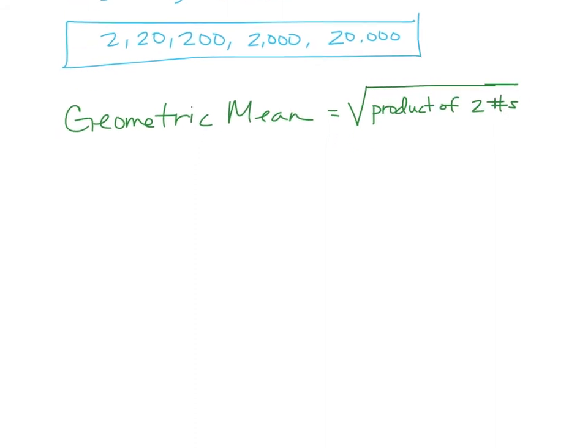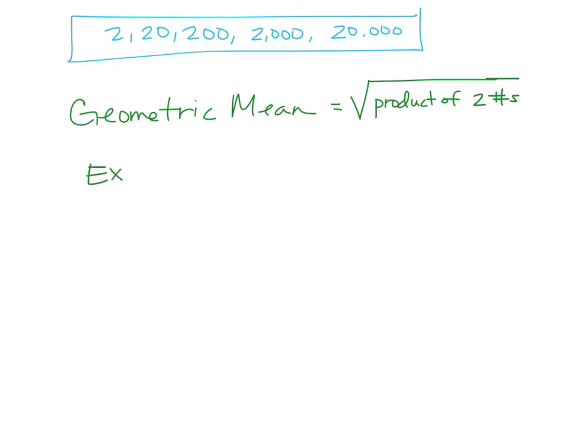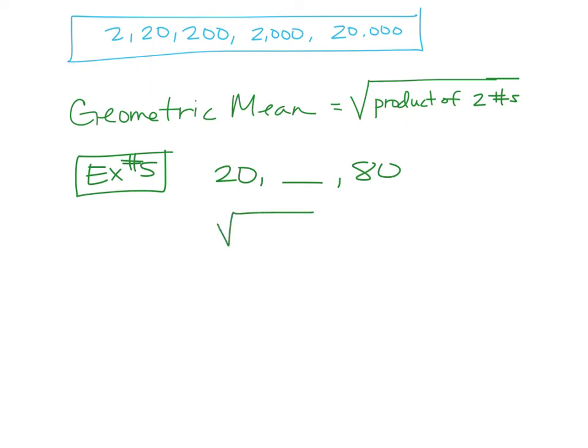Okay, so let's say I have this setup, example 5. If I tell you my sequence goes 20, something, 80, okay? Yesterday when we did this, we added them together and we divided by 2 because it was an arithmetic sequence. With a geometric sequence, you multiply them and you take the square root. So we're going to go the square root of 20 times 80, and we get 40.